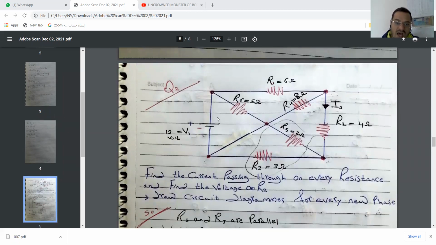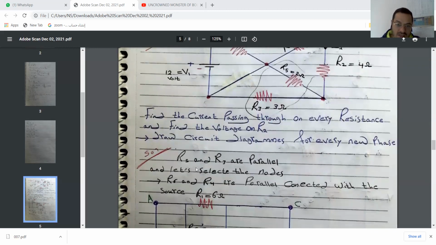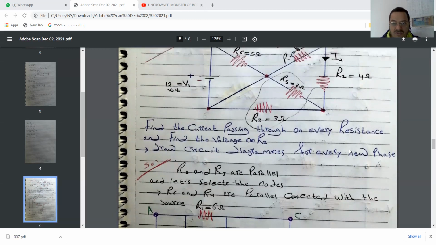We can say we have a dependent voltage source equal 12 volts, and R1, R2, R3, R4, R5, R6. The author wanted from us to find the current passing through every resistance and find the voltage on R2, the V at R2, and draw circuit diagrams for every new pass, R5 and R3.